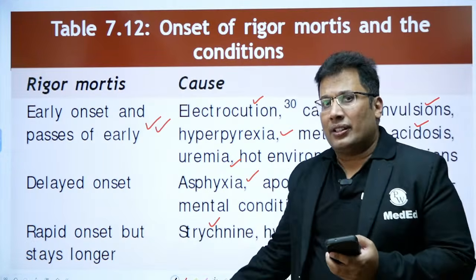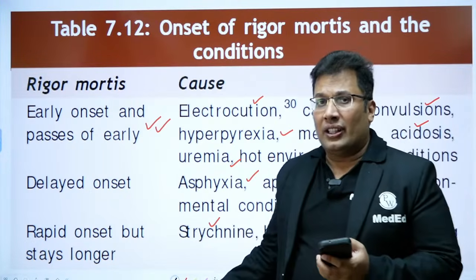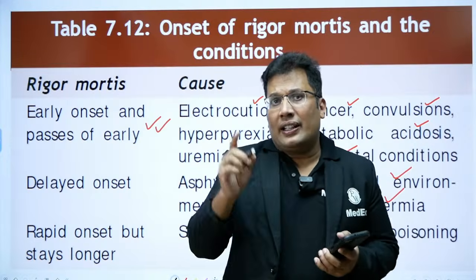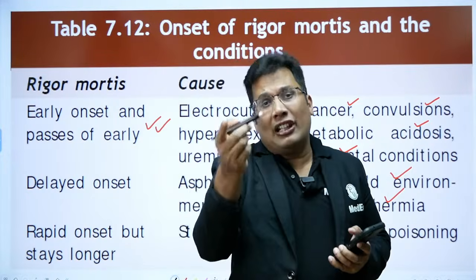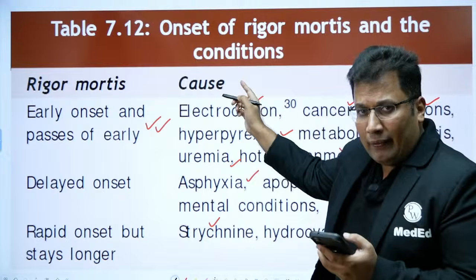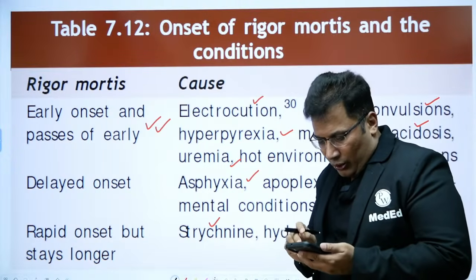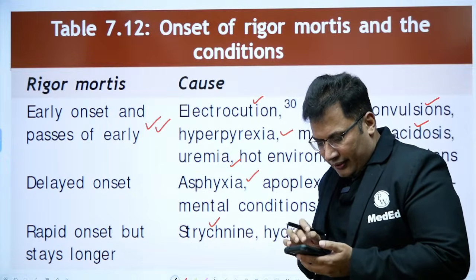Why? Because strychnine is a poison, and cyanide is also a poison that inhibits the growth of Clostridium welchii. So this is one very, very important table. Okay, any doubt in this?